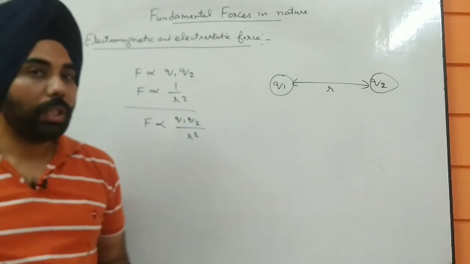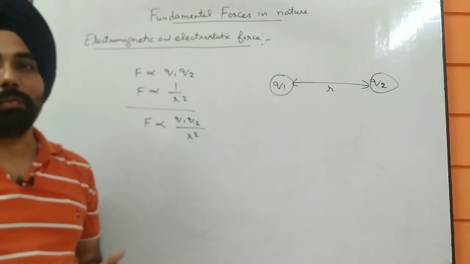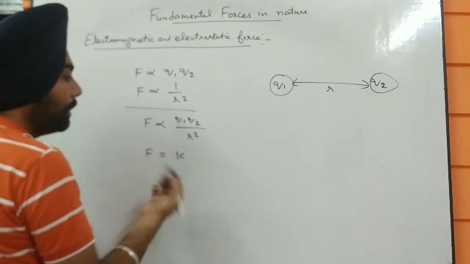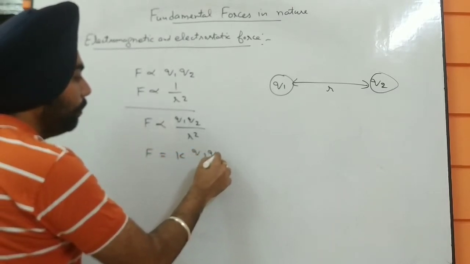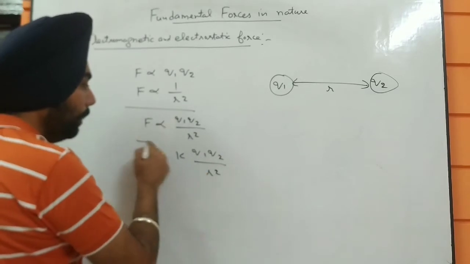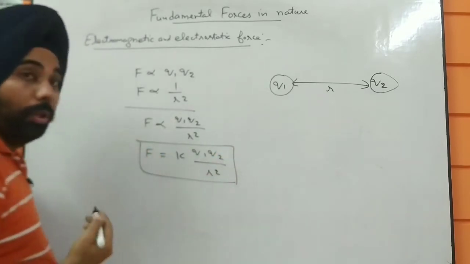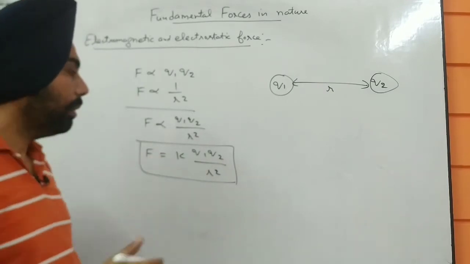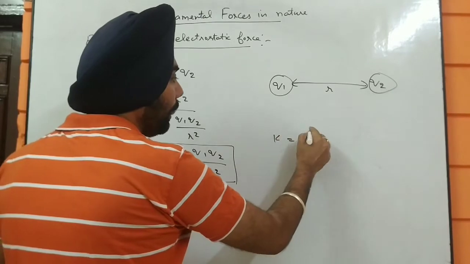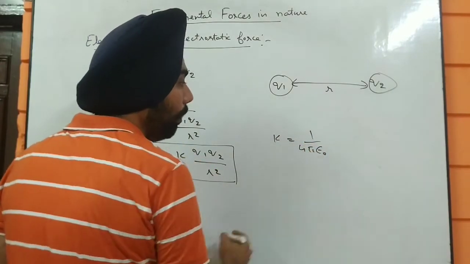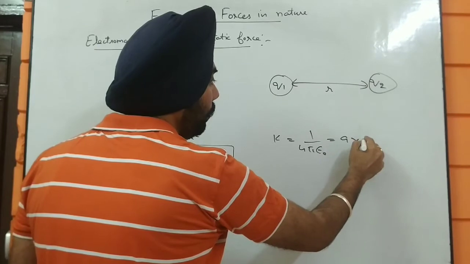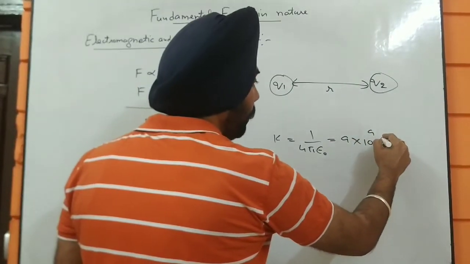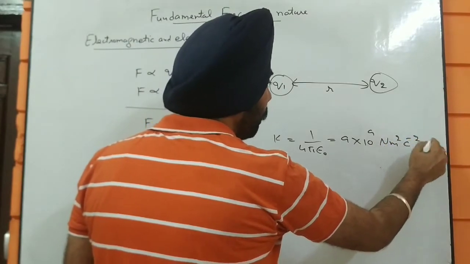So combining these two factors, what you have is Q1 Q2 over r square. And if you want to remove the symbol of proportionality, you have to use a constant. Let's assume that constant is k, so F equals k Q1 Q2 upon r square. This is also known as Coulomb's law of electrostatics. And the value of k is basically taken as 1 over 4 pi epsilon naught, and it is roughly equal to 9 into 10 raised to power 9. Now you can also work out the units, that is going to be Newton meter square per Coulomb square.